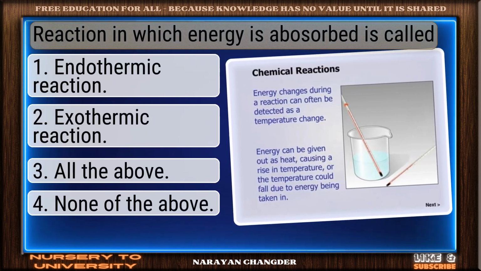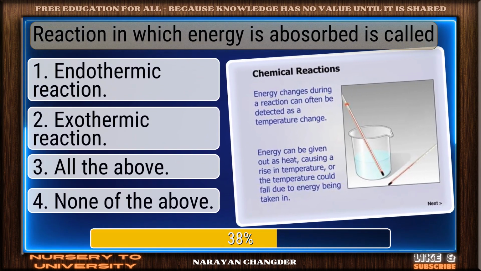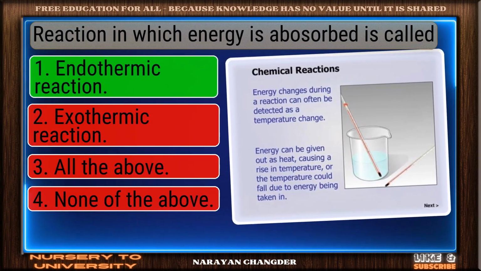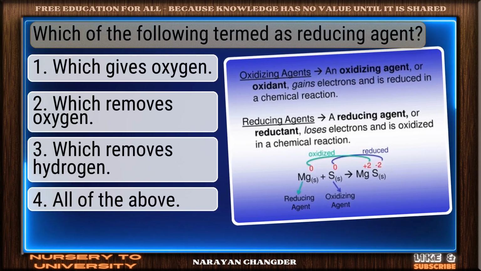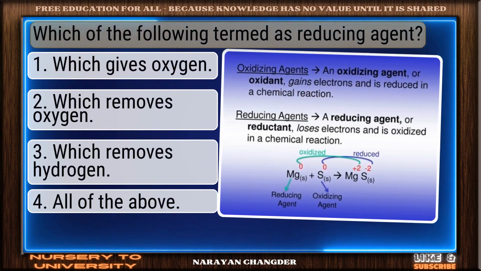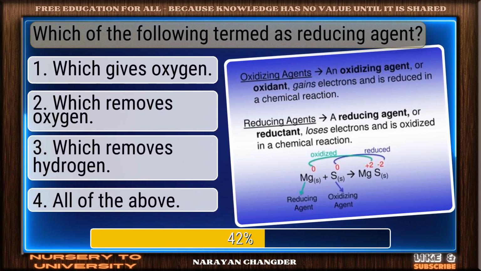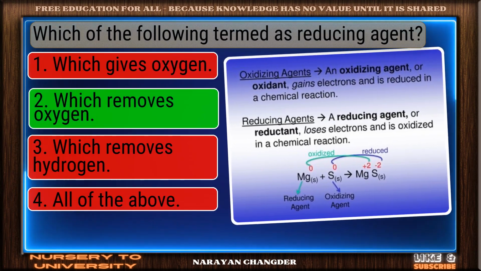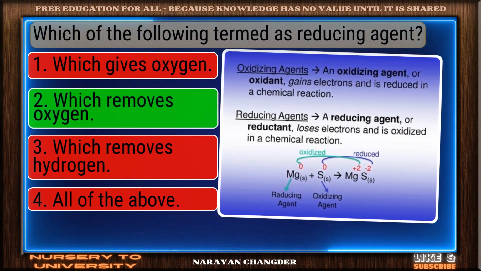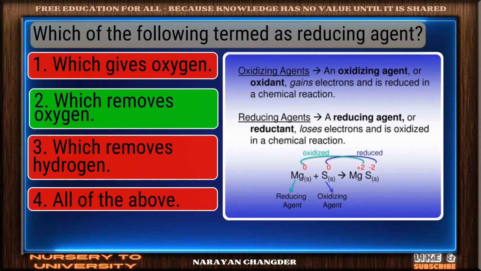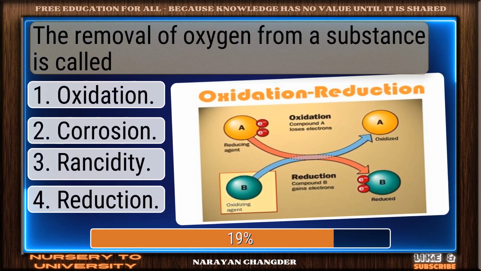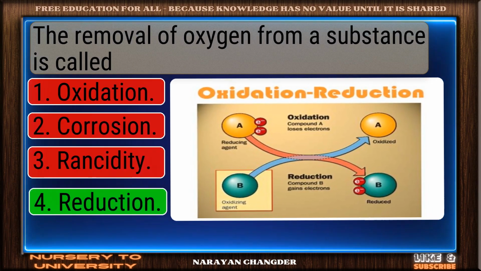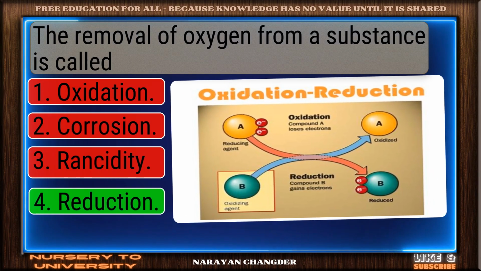Reaction in which energy is absorbed is called. Sharp thinking. Endothermic reaction is right. Which of the following termed as reducing agent? Well picked. Which removes oxygen is correct. The removal of oxygen from a substance is called. Well done. Reduction is right.